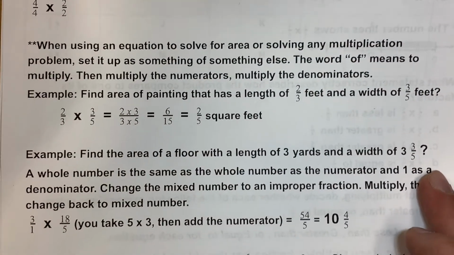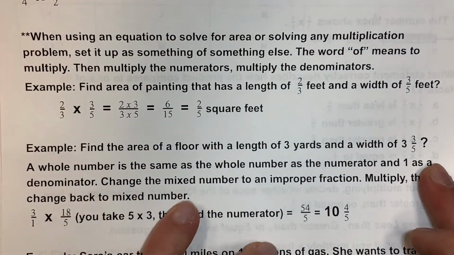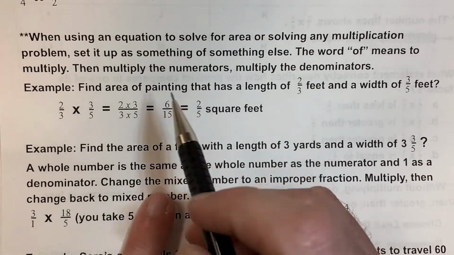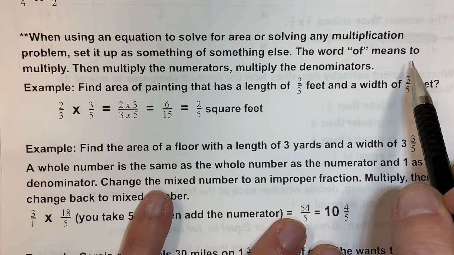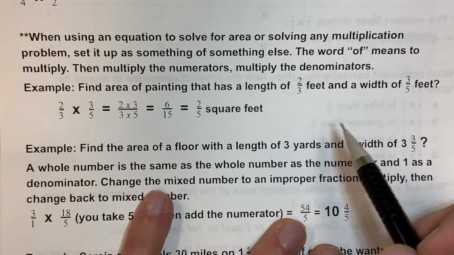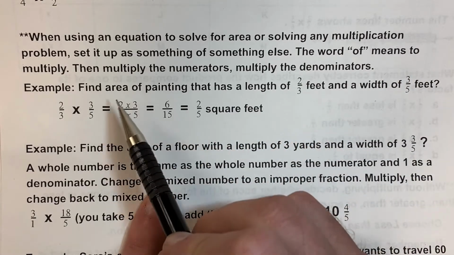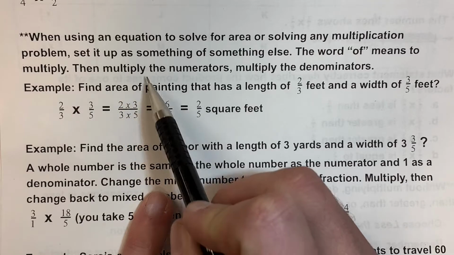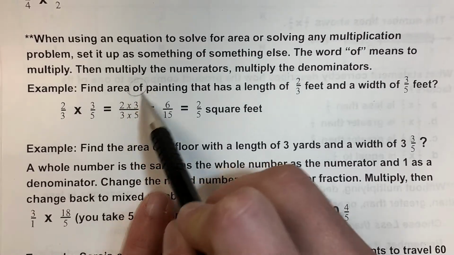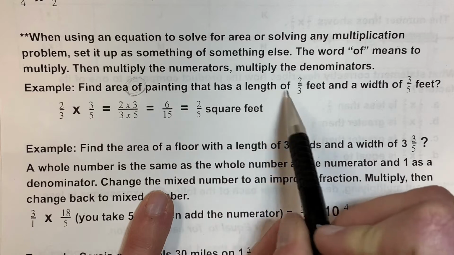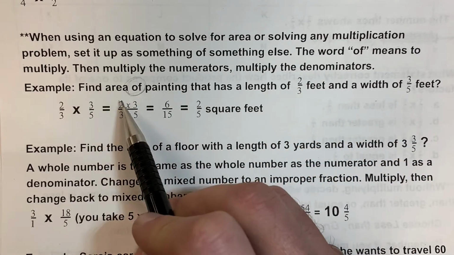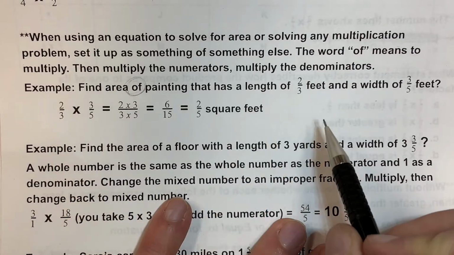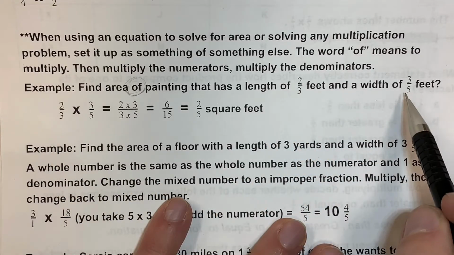Next thing we want to emphasize is the meaning of the multiplication problem. The word of means to multiply. So anytime there's an of in there, we multiply. So on the first one, finding the area of, the of is the multiplication, the length and the width. So area, so we're just going to do 2/3 times 3/5.